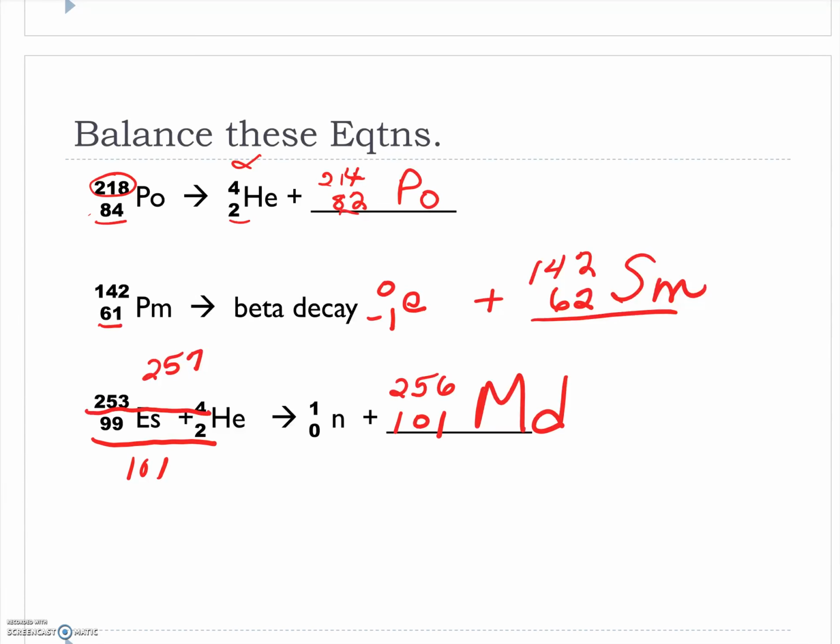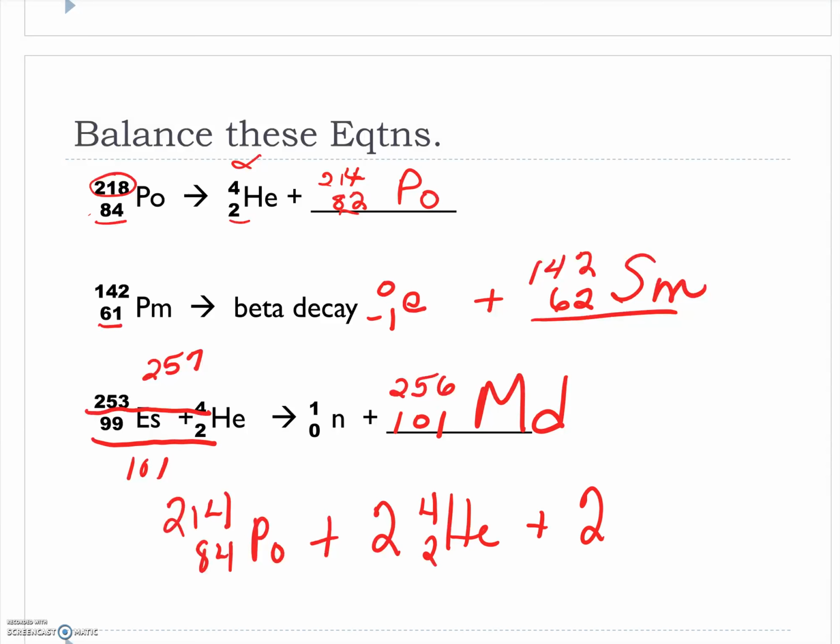They add up to the same thing to balance these equations. Now, let's try one more. I want to add one in here. What if you have something like this? Polonium-214, 84, added to 2 alpha particles and 2 electrons. And we want to know what we're going to get over here. If you have a big number 2 out here, that means I have 2 of these. So I would need to multiply. 2 times 4 is 8. 2 times 2 is 4. 2 times 0 is 0. 2 times -1 is -2.